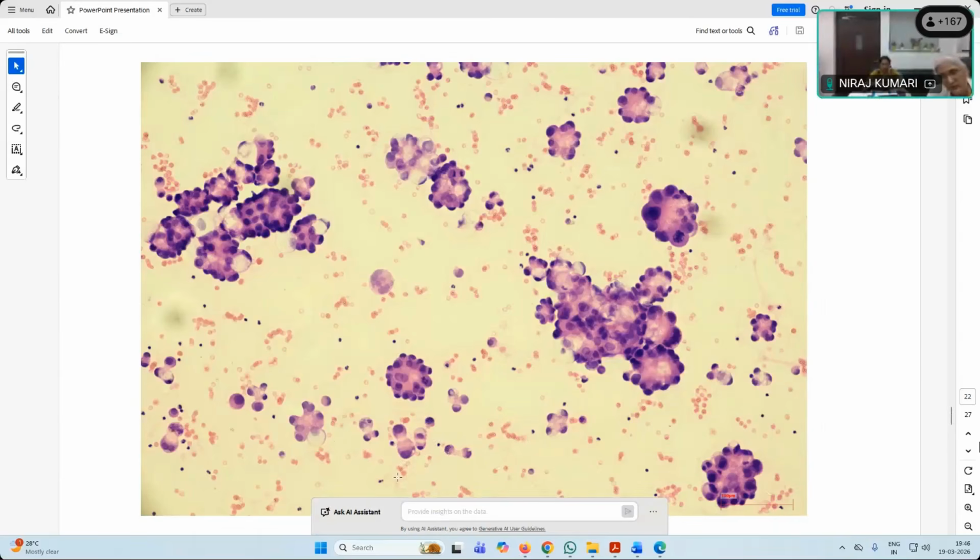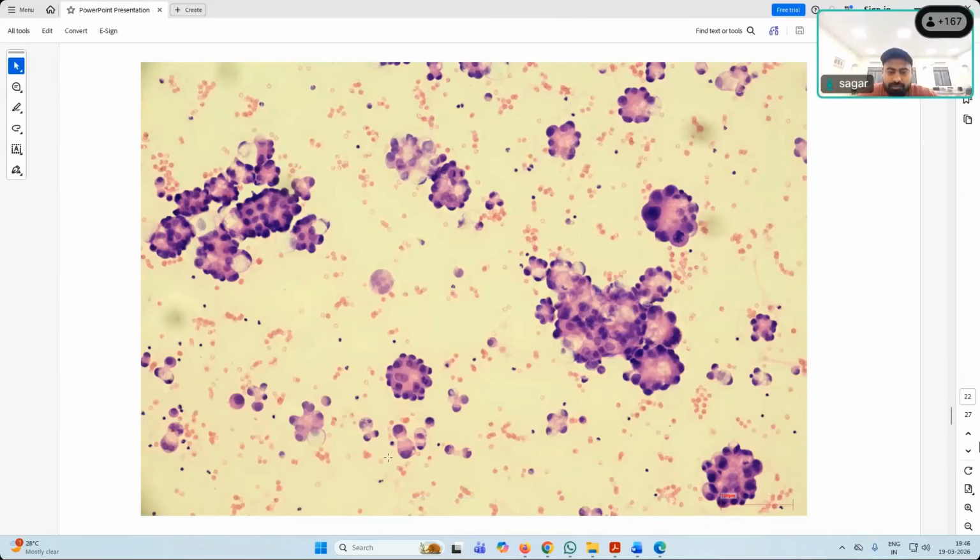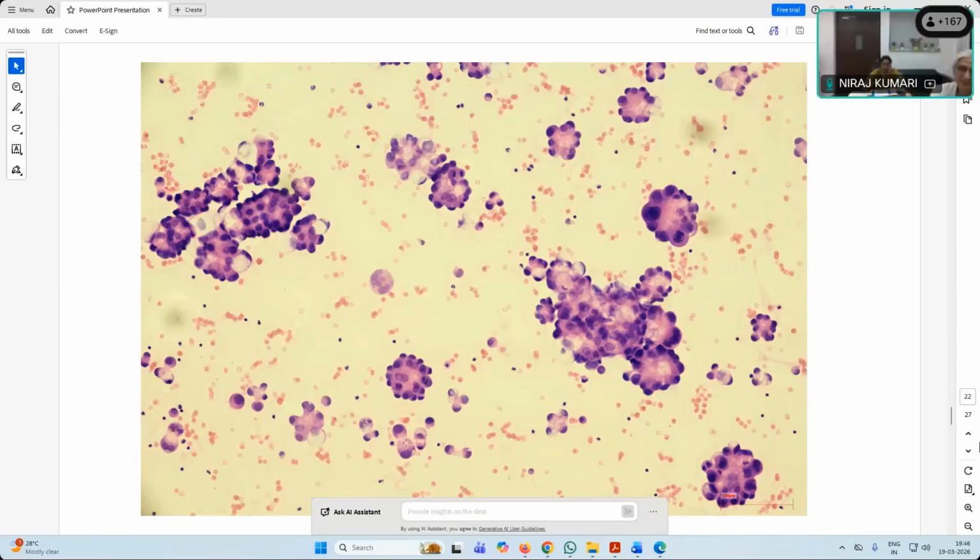These cells, can you identify what are these cells? The arrow is not visible. Moving the mouse. These look a bit plasmacytoid. Plasmacytoid. Okay, can you see something in between? Okay, so what do you think?